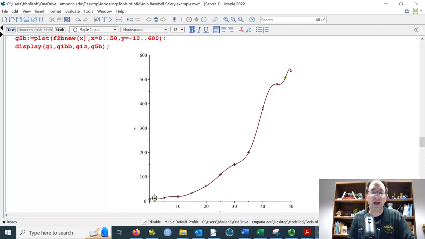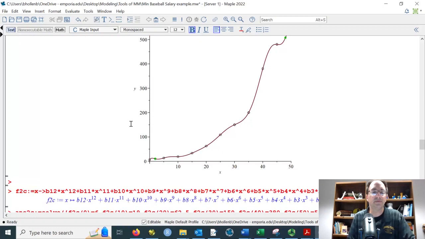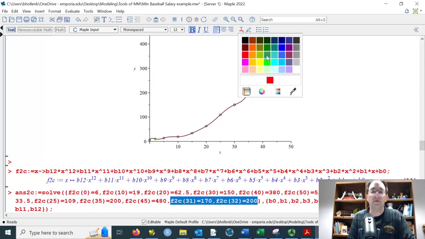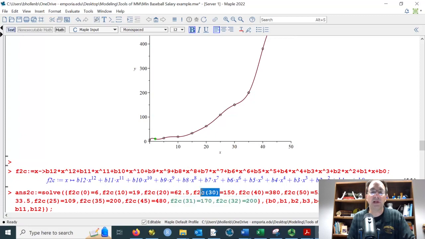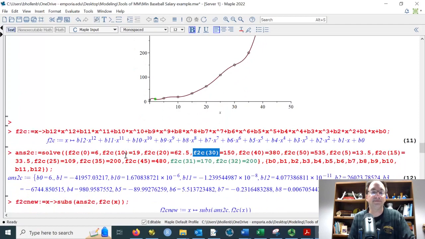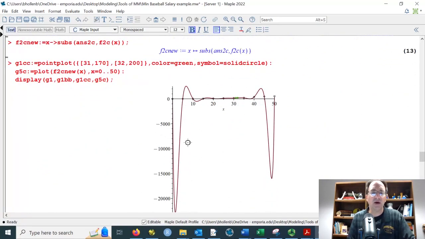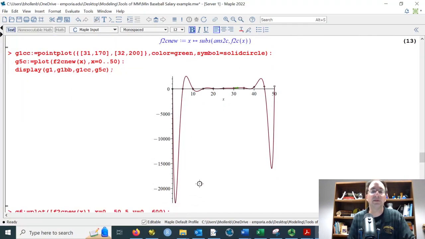However, what if instead of adding points here at 2 and 48, what if we added a few points here in the middle? So that's what we did here, is we added points at 31 and 32. Now, those are really close to the data point we already had, 30. And so we'll see what kind of an effect that has on our new polynomial. Once again, Maple solves no problem. And now notice we get a very strange picture. Now we're getting a polynomial that dips all the way down to, what is that, over a negative 20,000. And then another big dip here at the other endpoint.